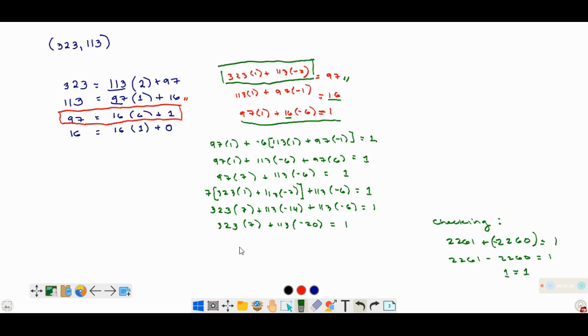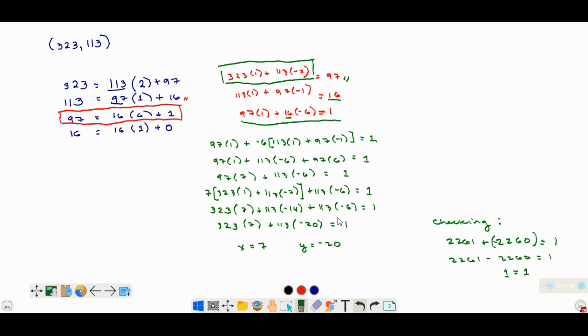Therefore, our solution for x and y ay x is equal to 7 and y is equal to negative 20. For the linear combination, we have 323 times 7 plus 113 times negative 20 will give you the GCD 1.